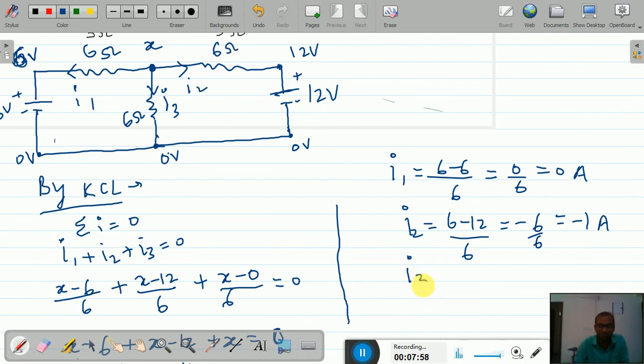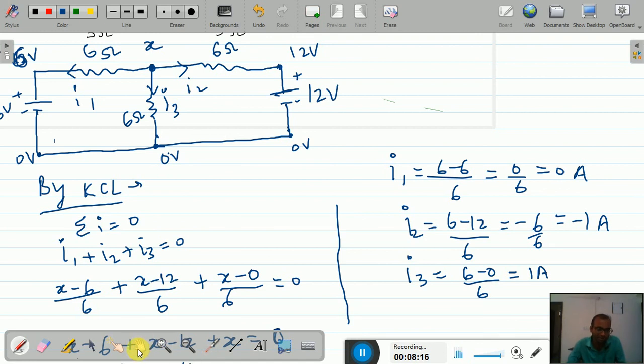What will be the value of I3? I3 will be, we have considered this as 6 minus 0 over the resistance, which is 6. Then you get 1 ampere. Okay.